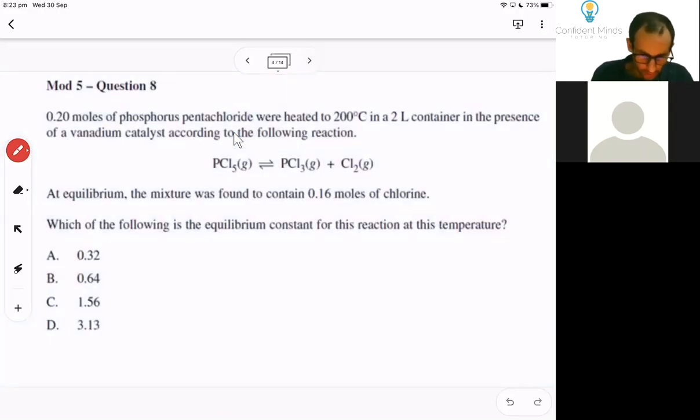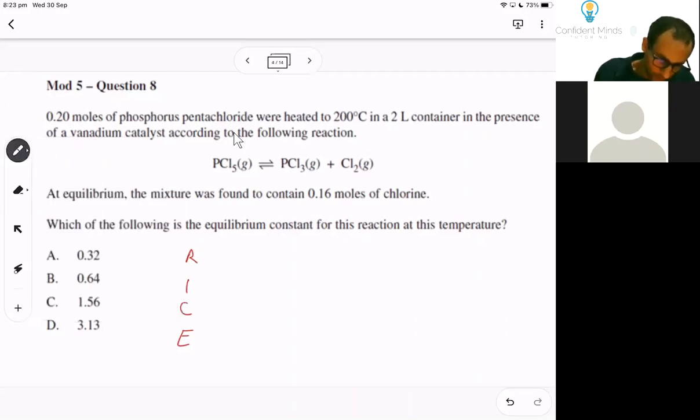Now this one is the more interesting one because we need to do our rice table. So let's do that. So we have 0.2 moles of phosphorus pentachloride.